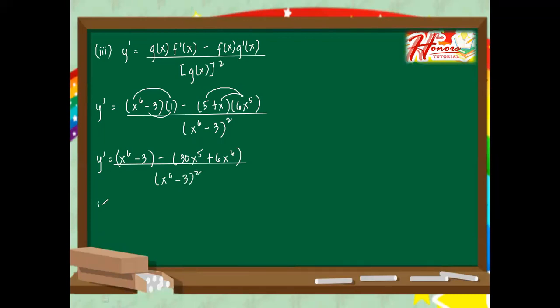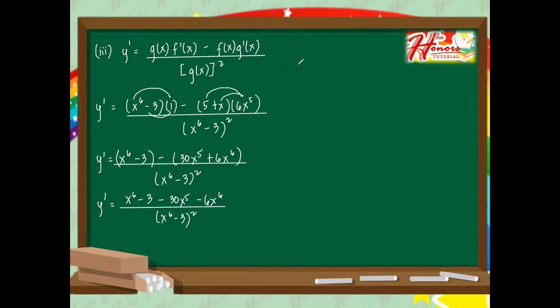And then, let's write y prime is equal to x raised to 6 minus 3. We are now removing the parentheses. But for the second given, always remember that you have to change all of the signs of the second given. So positive 30x raised to 5 will become negative 30x raised to 5. And positive 6x raised to 6 will become negative 6x raised to 6 over the quantity of x raised to 6 minus 3 raised to 2.